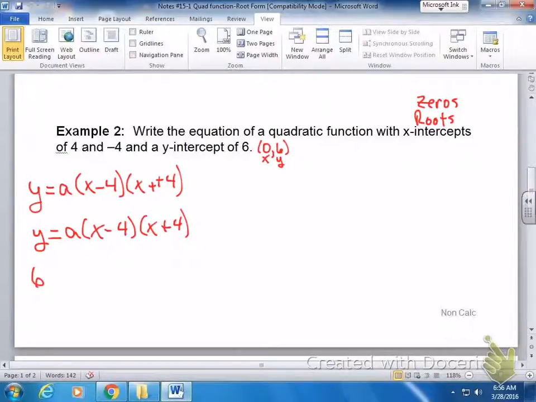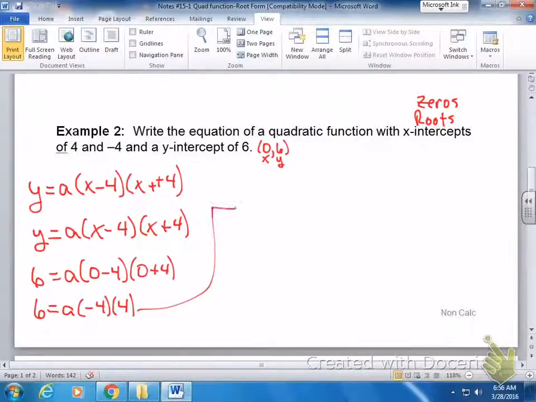So I have 6 equals a times 0 minus 4 times 0 plus 4. Now, guys, you may be able to skip the step I'm doing right now and go ahead into the next one, the one that says 6 equals a times negative 4 times 4. You don't need to show that whole step, but it might help if you do. I have 6 equals negative 16a.